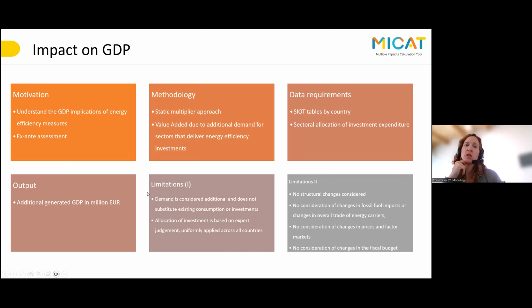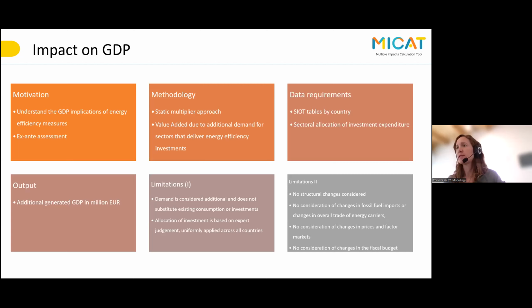So the limitations that we should consider here are that we assume that this additional demand for energy efficiency goods is indeed additional and does not substitute existing consumption or any type of investments. And this is then allocated to different sectors, and this allocation is based on expert judgment and is uniformly applied across all countries. Now, we do not consider structural changes, nor do we consider the impacts on imports or changes in prices and factor markets.